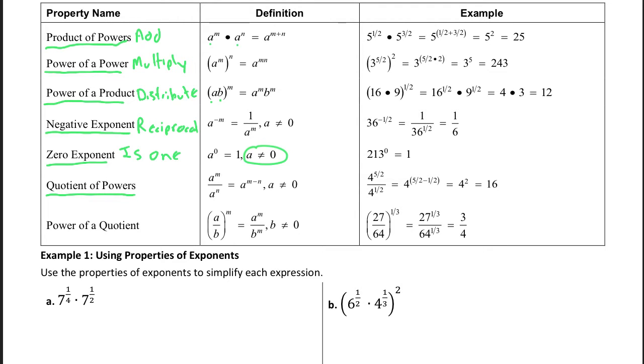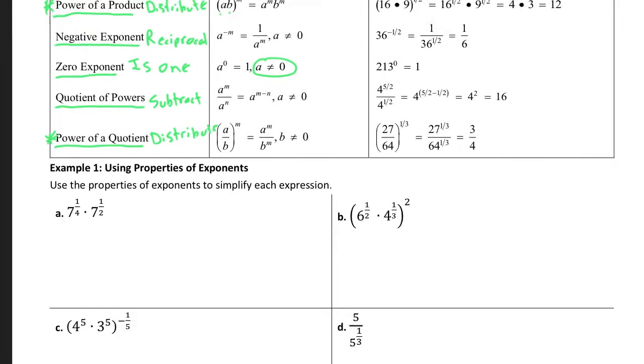Next one, quotient of powers. When we multiply two powers with the same base, we add the exponents. When we divide two powers with the same base, we subtract the exponents. And then finally, power of a quotient is the same idea as power of a product. When you have a fraction being raised to a power, you distribute that power to each part, denominator and numerator.